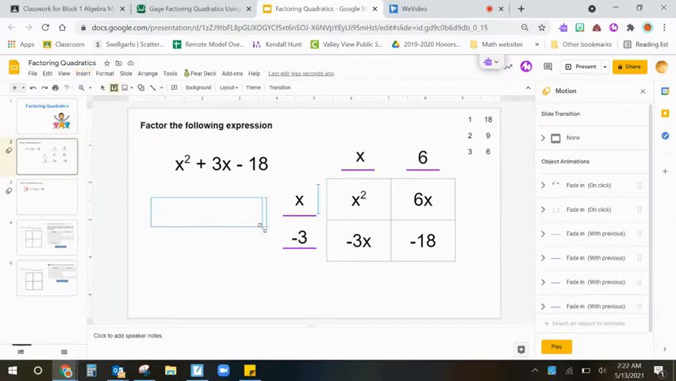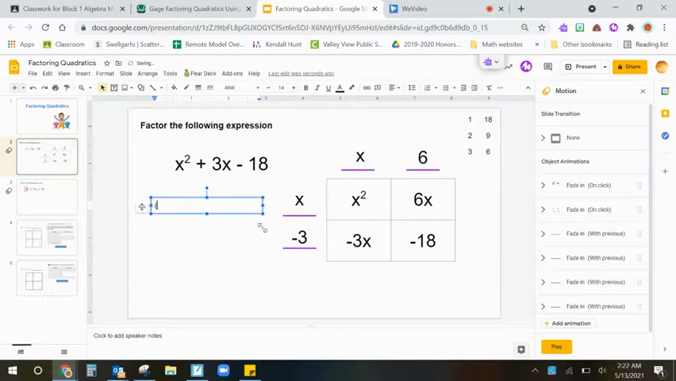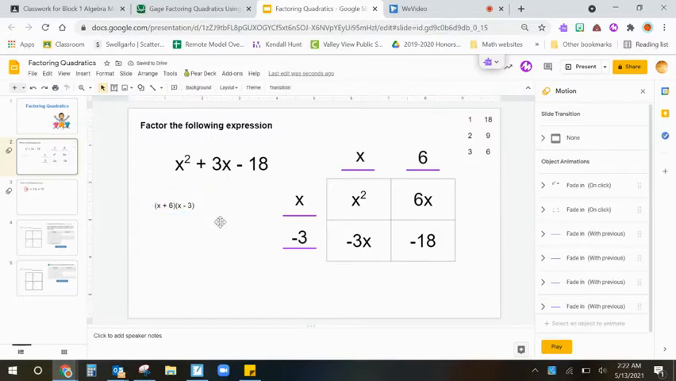It won't be very large, but you get the idea. (x + 6)(x - 3). That is the factored form of the problem that was given. And you can check it, substitute it in, and see if you get the correct answer. But that's how the area model works.